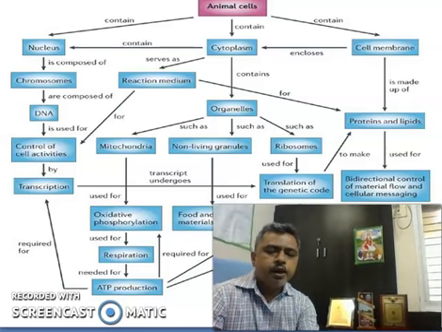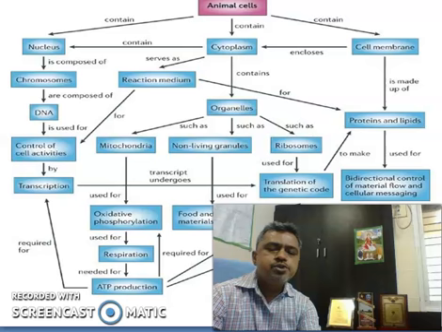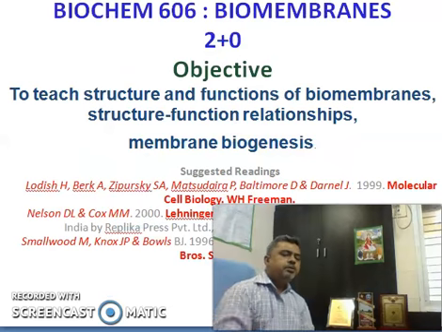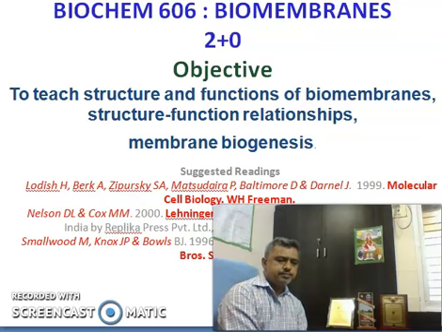Okay. Now we will start with our original course objectives. Now dear friends, this is the PG course in which we have certain objectives. The course title is Biomembrane 2+1, only theory, 2 lectures. The objective is to teach the structure and functions of biomembrane, structure-function relationships, and membrane biogenesis.